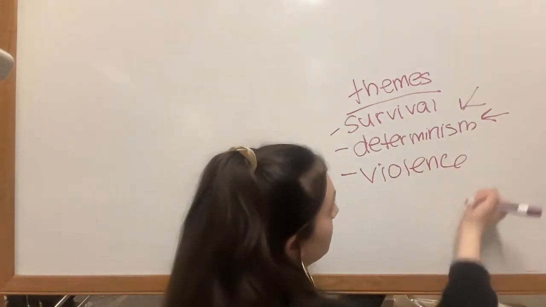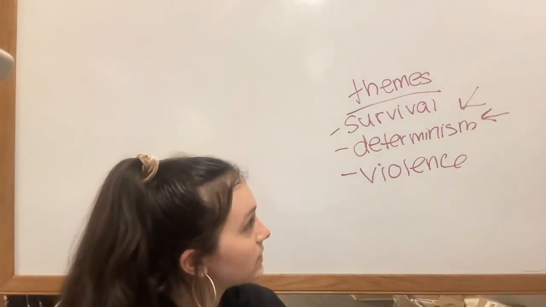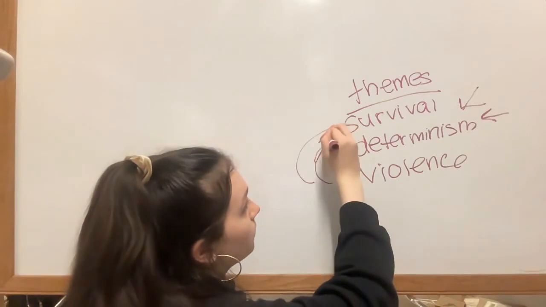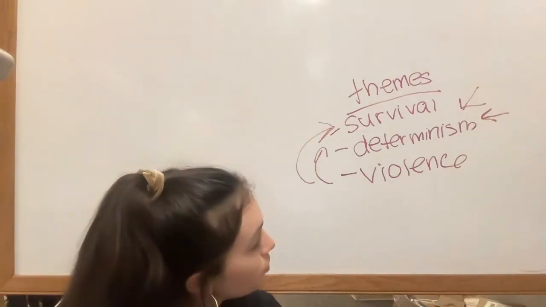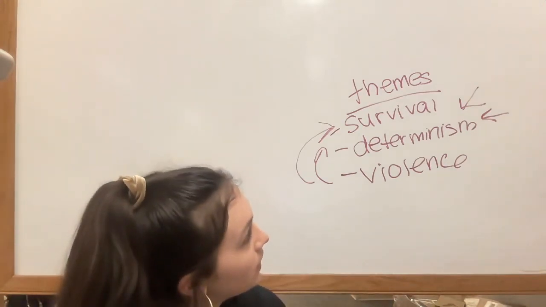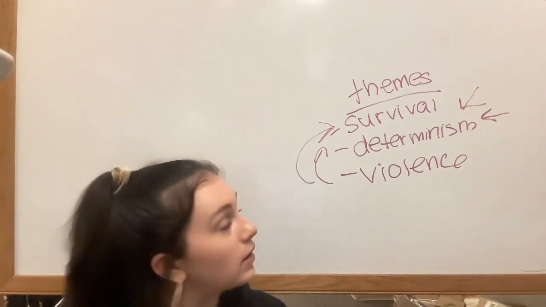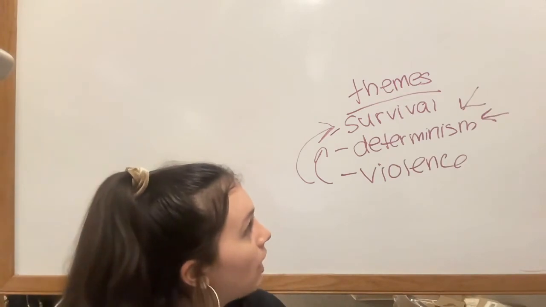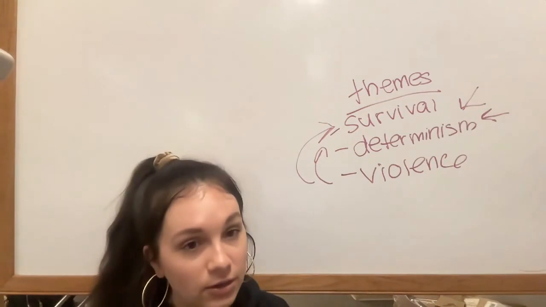So the next theme was violence. If you read naturalist literature, violence comes up a lot. And this kind of goes back to the idea of determinism and survival. It's the idea that humans will do some truly atrocious things in order to survive, and that includes violence. And also that some truly horrible things will be inflicted upon humanity and upon individual humans, just because of the bigger forces of nature.